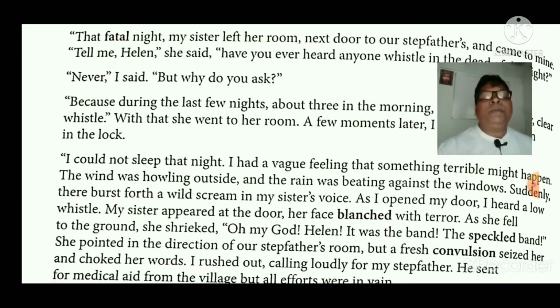What happened in that particular night? Helen did not get sleep, and she was vaguely feeling that something terrible might happen. Vaguely means she was thinking something may happen that night. The wind was howling. The wind was blowing very gustily outside.